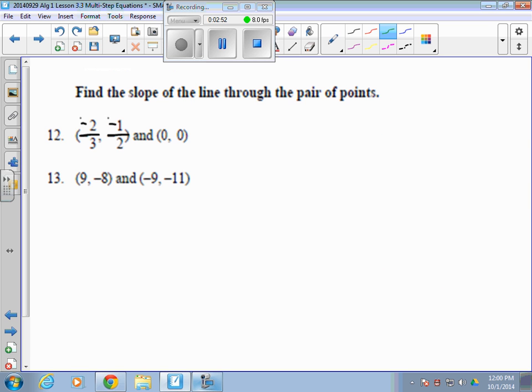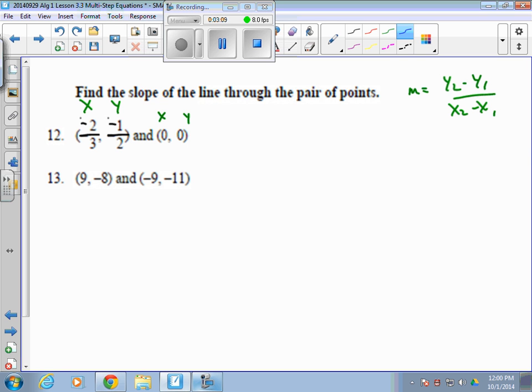Number 12 says find the slope of the line through the pair of points. Remember, it's x comma y, x comma y. You can use the formula m equals y sub 2 minus y sub 1 over x sub 2 minus x sub 1. Or you could just remember it's the change of y over the change of x.